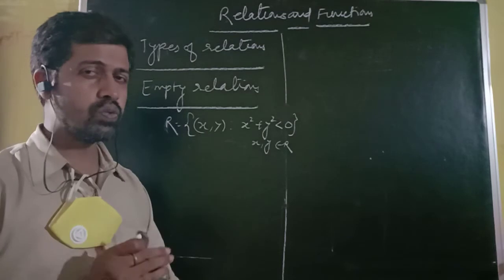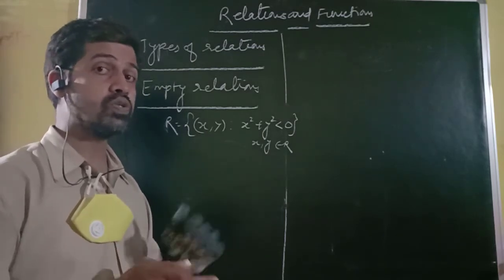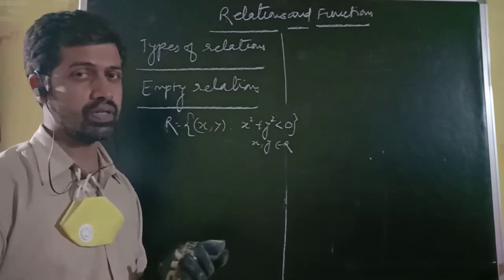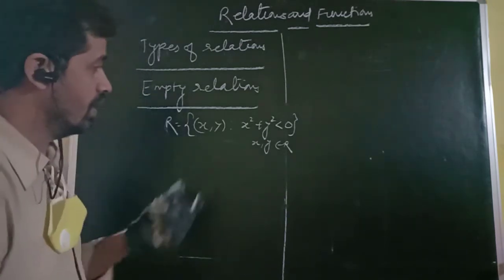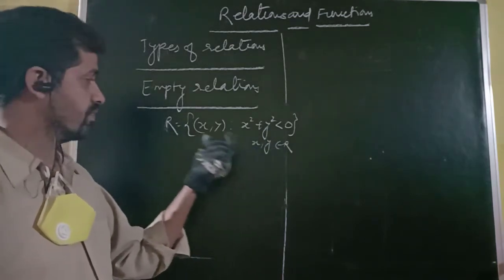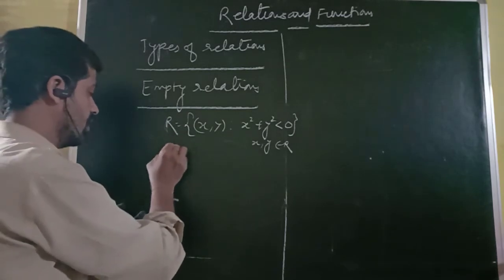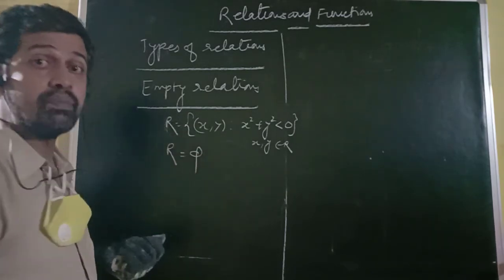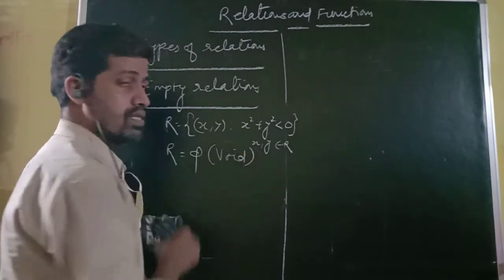Will we find any two real numbers whose sum of squares is less than 0? Obviously not. There are no two real numbers whose sum of squares is less than 0. So none of the pairs satisfies this condition. So we will say that this relation is actually an empty relation, also called a void relation.